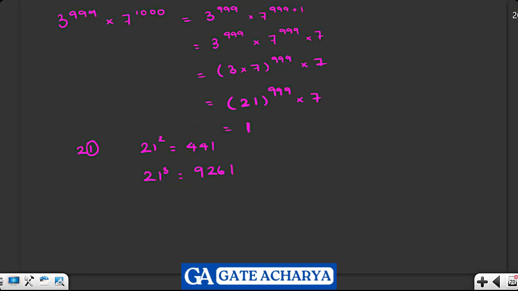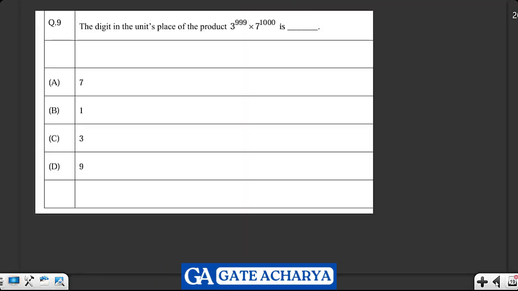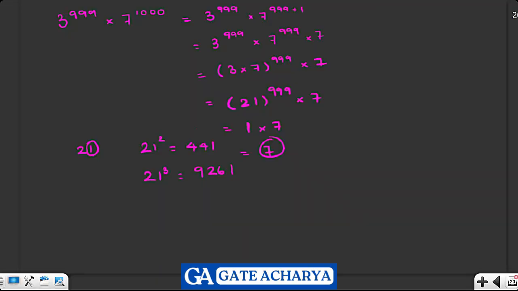So this is how I manage it. I could have gone for 3 and 7 separately, but since I saw that the powers 999 and 1000 are very near to each other, I tried to combine them. And when I combined, I got a very beautiful number, 21. Because the unit place is 1, whatever power you raise it to, the unit place is always going to be 1. Then there is an extra 7 outside, right? 1 into 7, when I multiply, the unit place is going to be 7. That's it, the answer is over. So the answer to this question is 7. Is that option available? Yes, option A. So this is how we quickly find it out. Is it clear?